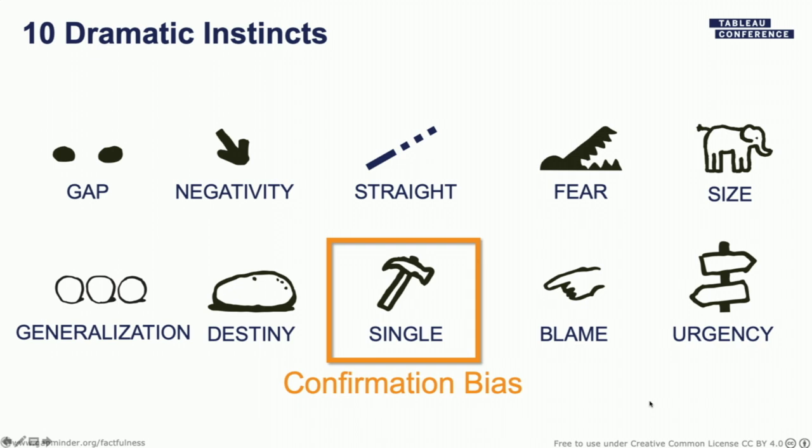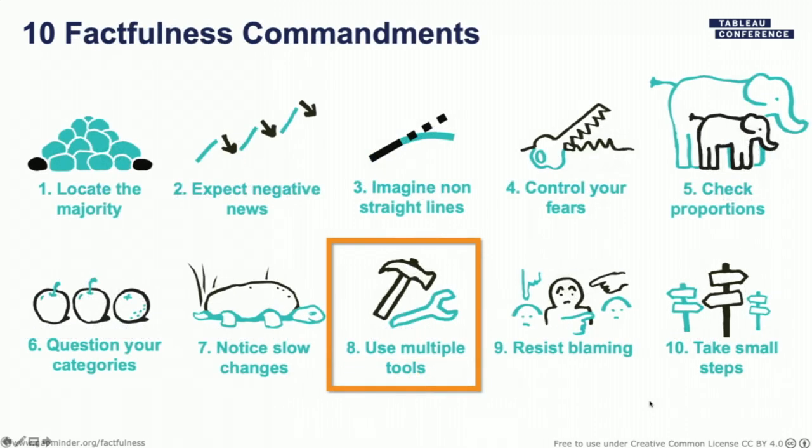Now, Hans's next slide is a visual depiction of the factfulness commandments that you can learn by reading his book. And so, for example, in the upper left-hand corner, he says, locate the majority. And then for the confirmation bias one, it is use evidence to explore multiple different possibilities, and then you can protect yourself from your cognitive bias. And so I recommend the book.